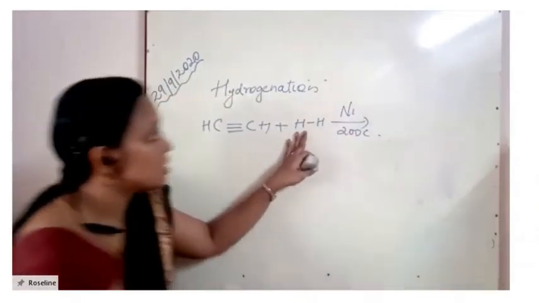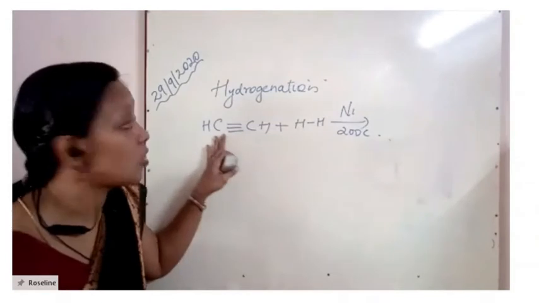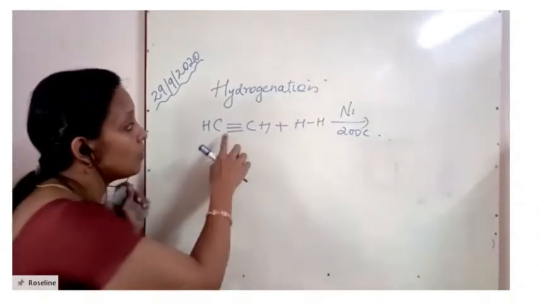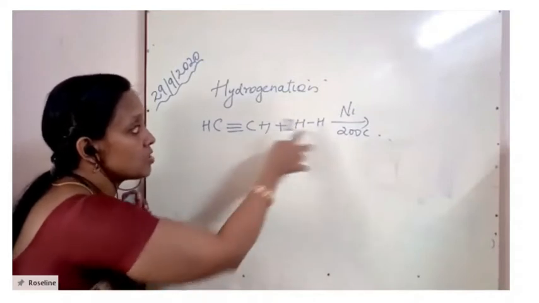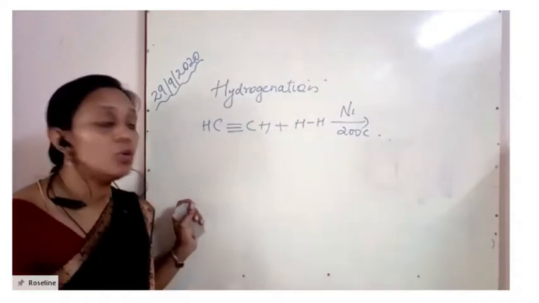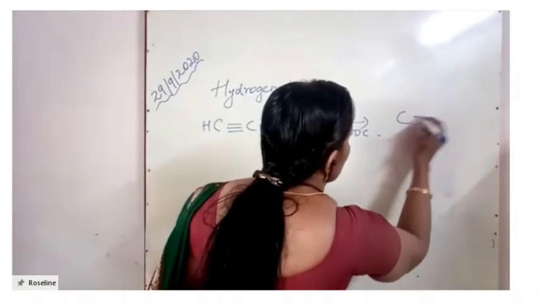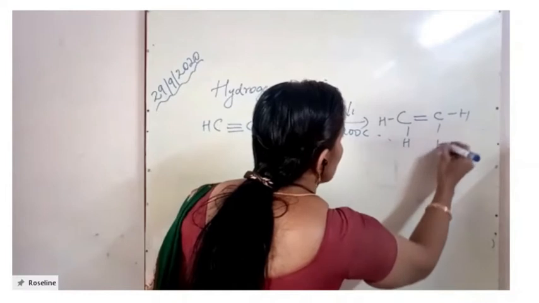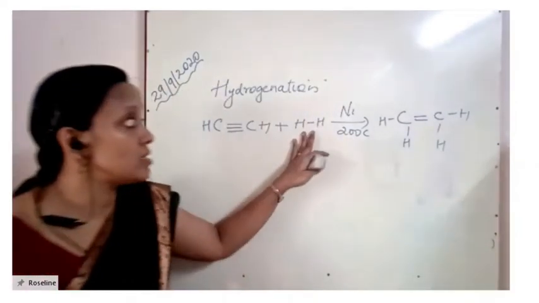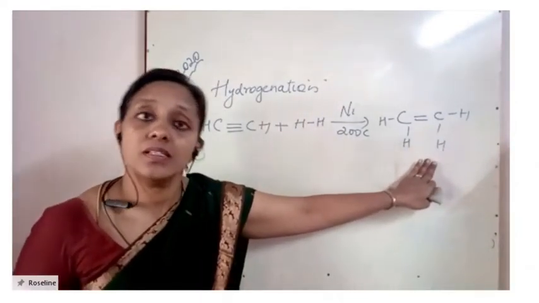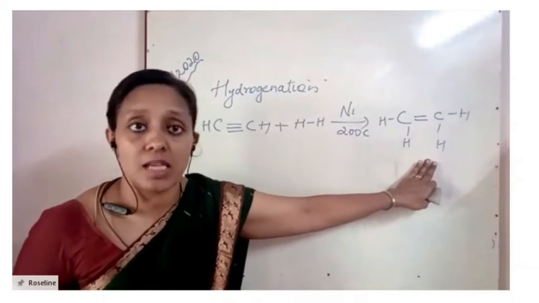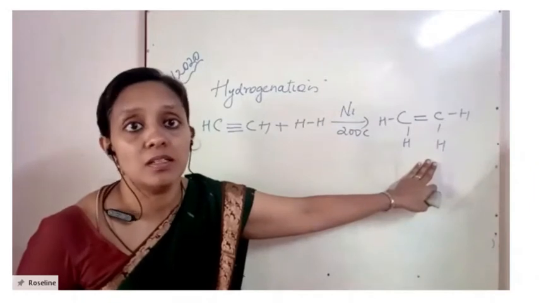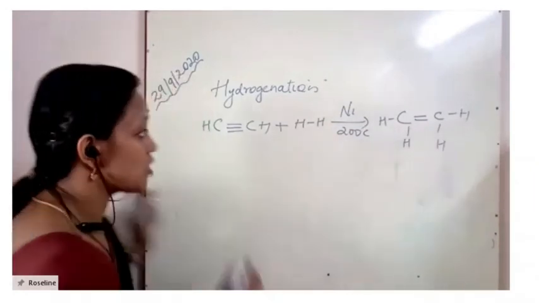Okay, now what happens? Hydrogen atoms will be getting added onto these carbon atoms by the breakage of one bond. One bond will be broken and these hydrogen atoms will be getting added to ethyne. Let us see how it is. In the first step, this is what happens. Two hydrogen atoms got added. Now, it's still unsaturated because a double bond exists between the carbon atoms, and this is now ethene, isn't it? Now continue the hydrogenation process.